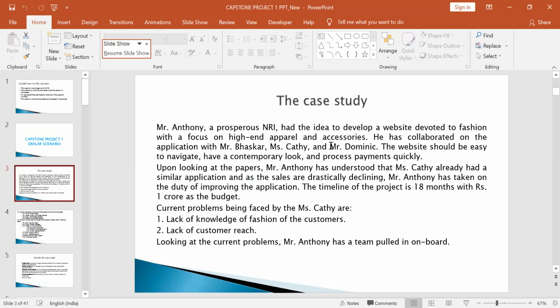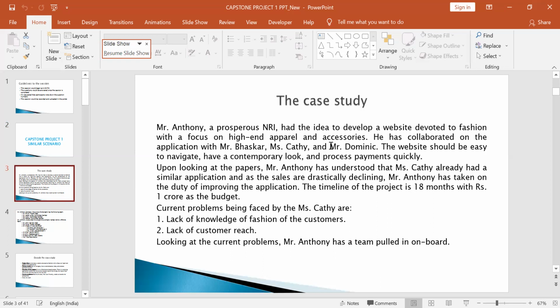Basically we have a person, Mr. Anthony, who is a prosperous NRI. He had an idea to build a website devoted to fashion, like a fashion application, with the focus on high-end apparel and accessories. He wants to focus on brands, with branded apparel like clothes, belts, shoes, etc.